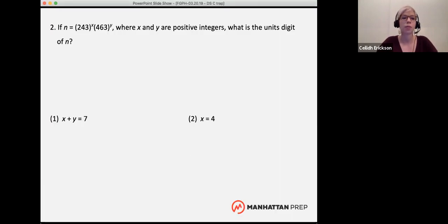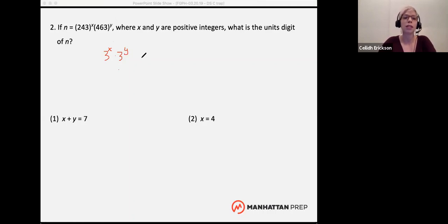N equals something something 3 to the x, something something 3 to the y. Let's just ignore everything else, and let's just look at our units digits. So let's rewrite this as 3 to the x, 3 to the y, because all we care about are units digits anyway. These are variables as our exponents, but it doesn't matter, right? Because when we're multiplying, all we're looking for are the units digits, right?